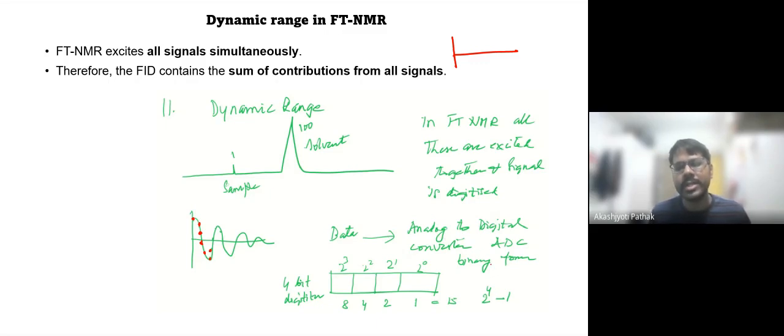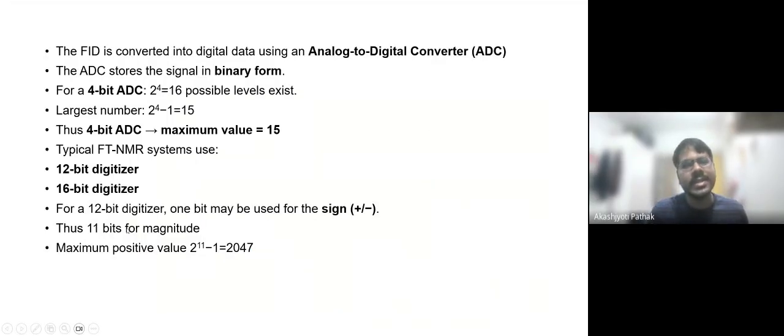It has to be converted into digital form, in binary form, that is 2 to the power 0, 2 to the power 1, 2 to the power 3. So there can be a 4-bit digitizer, 8-bit digitizer, 12-bit digitizer. A 12-bit digitizer would mean that 2 to the power 12 levels can be captured. The FID is converted into digital data using an analog to digital converter. The ADC stores the signal in binary form. So for a 4-bit ADC, 16 possible levels exist.